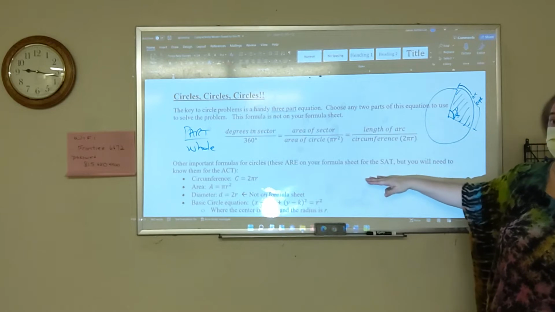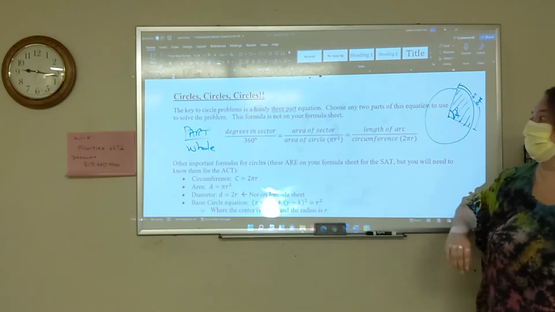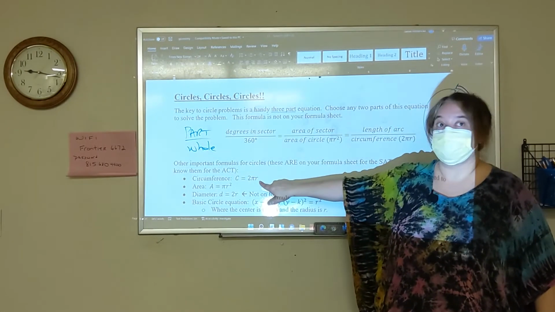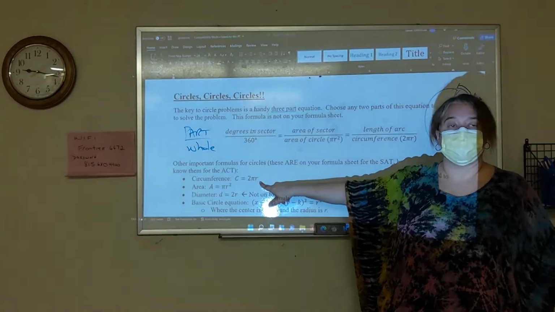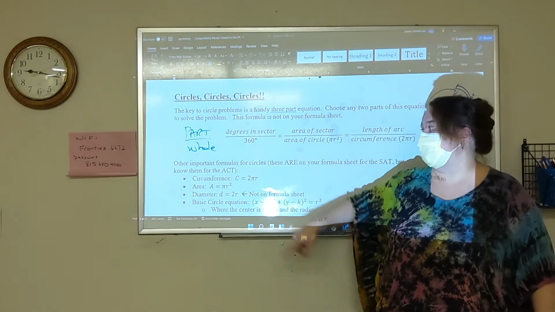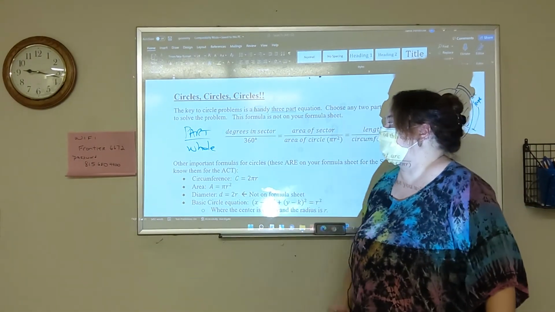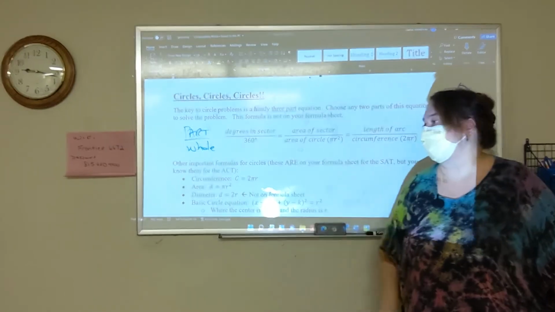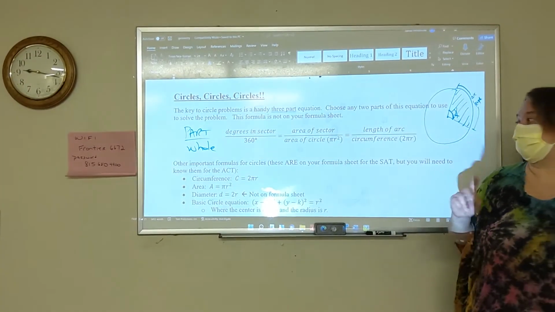Other important formulas for circles you need to know. Your circumference is 2 pi r. This is on your formula sheet for your SAT. Of course, for your ACT, you don't get one, so you need to know that. Your area is pi r squared. Your diameter is 2 times your radius. That is not on any formula sheet, but you do need to know it.